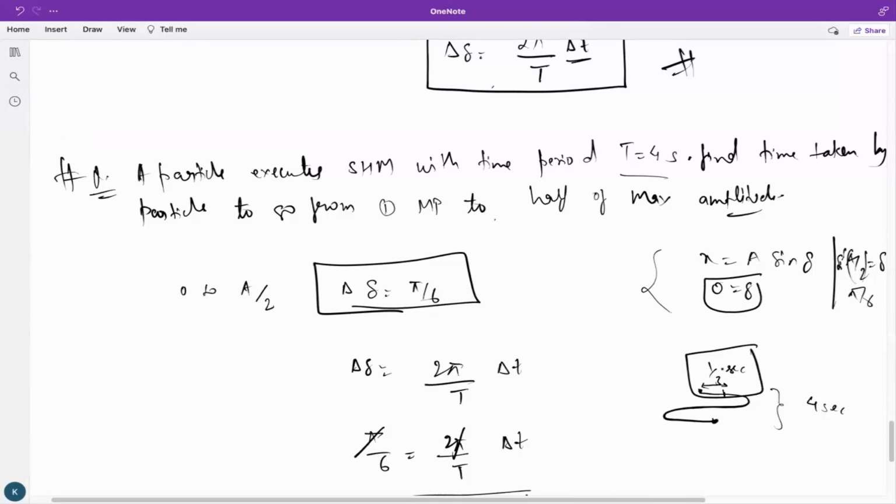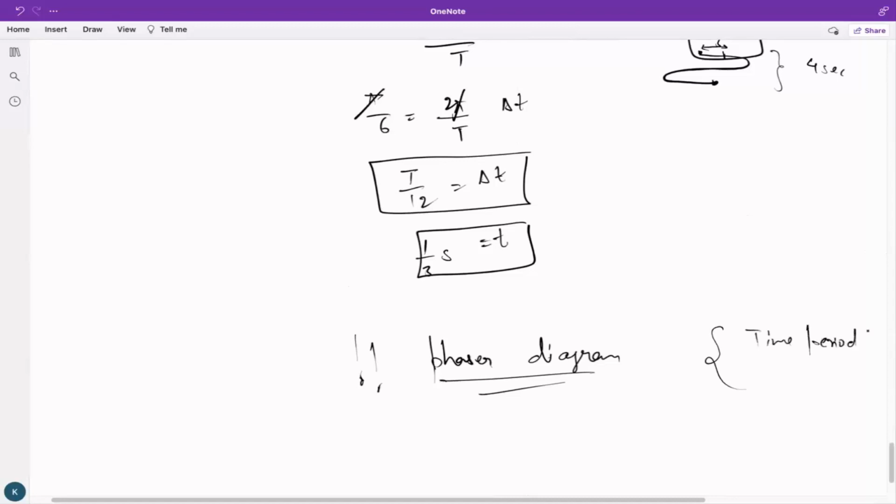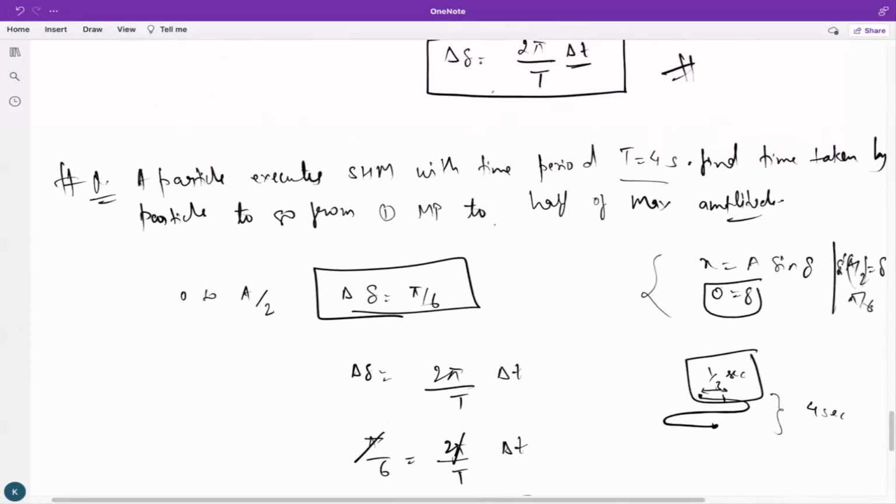Okay, so that's all for today. In the next class, we are going to deal with phasor diagrams. Mostly in this topic, we have to calculate the time period. So our main goal in this chapter is to calculate time period and frequencies. We have to be smart in this. Okay, so this is what I am talking about.